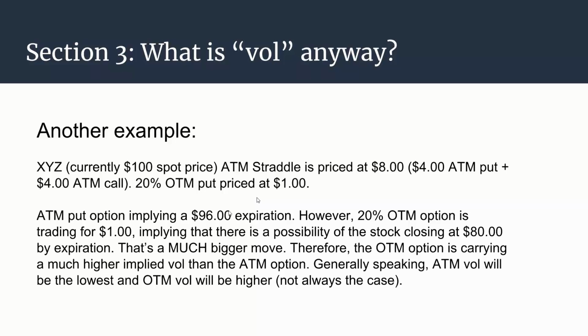But if we look at that 20% out-of-the-money option that's priced at $1, it's implying there's a possibility of the stock closing at 80%, which is a much, much bigger move than the $4 move the at-the-money option is pricing in. So the out-of-the-money option is carrying much higher implied vol than the at-the-money option. The at-the-money option is pricing in a $4 move. The out-of-the-money option is pricing in a $20 move. Generally speaking, the at-the-money vol will be lower and the out-of-the-money vol will be higher. It's not always the case, but generally speaking, yeah.